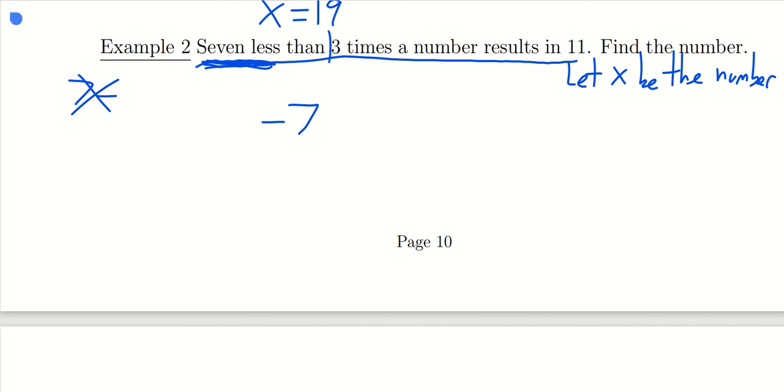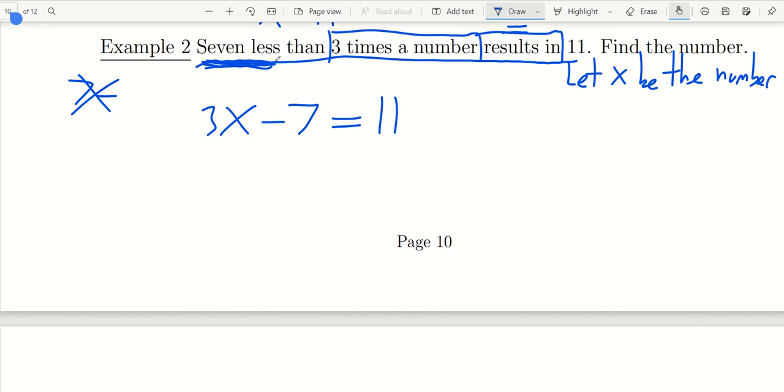What are we subtracting that from? 3 times the number. For us, that's going to be 3 times x, which we know we represent as 3x. And then when they say results in, that's just a fancy way to say equals. So equals 11. So our worded problem translates to the equation 3x minus 7 equals 11. This is the thing that we have to solve.